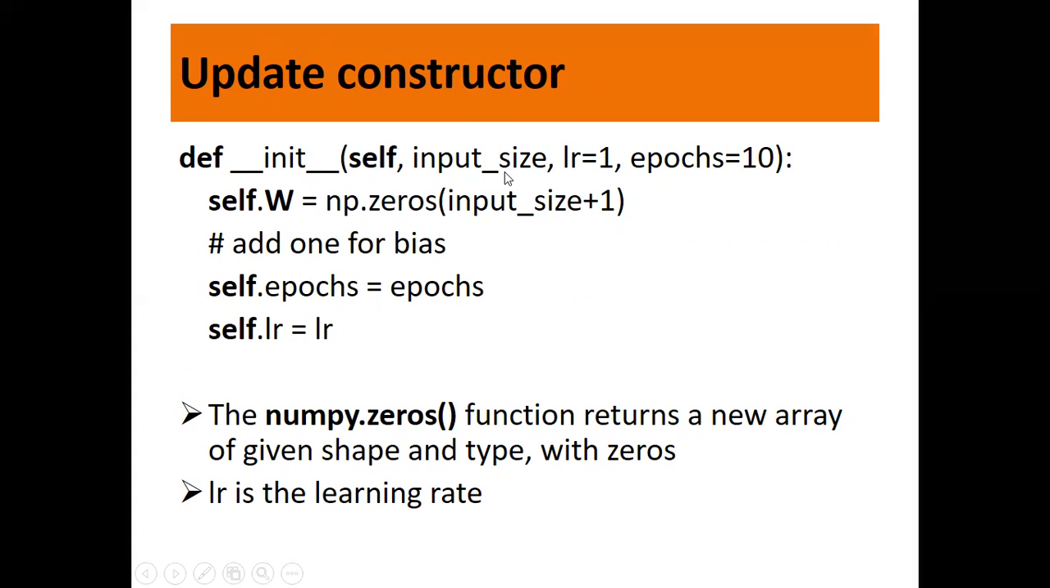So here the input size was there previously. Now what we are adding is a learning rate and the epoch. We want it to go 10 times, which means you want the perceptron to see the whole training data set 10 times. Now we create a weight vector, right? Input size plus one is for the bias, we already know. Initializing the number of epochs and initializing the learning rate. Now learning rate is a hyperparameter, we have already seen this.